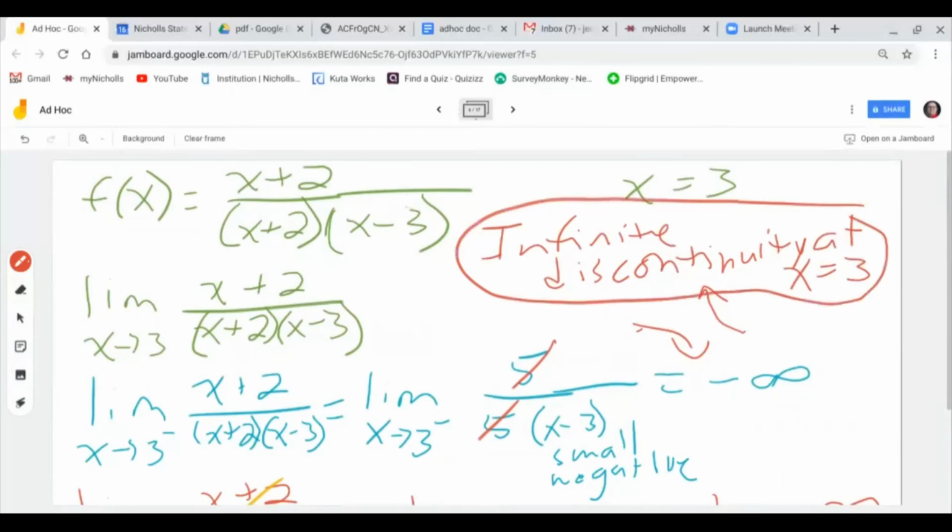So for this function that we were looking at, we've got it written out here in factored form. Looking at that function, it's a removable discontinuity at x equals -2, and it's an infinite discontinuity at x equals 3. All right, and that's it for some examples.